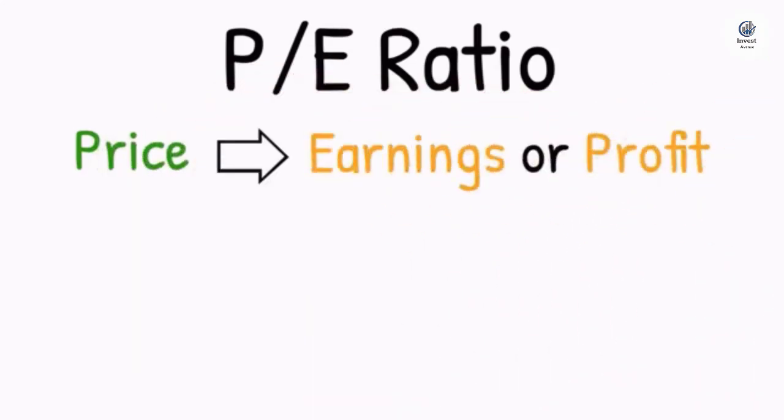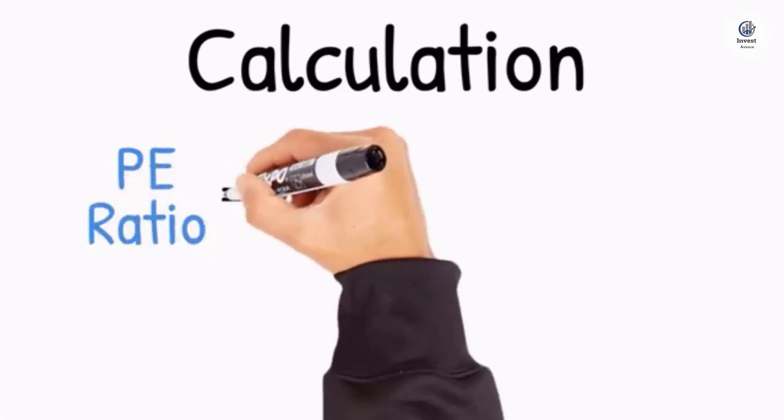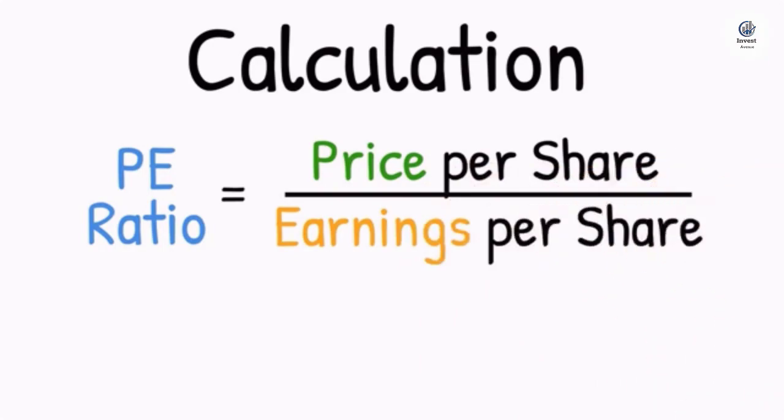Definition of PE ratio. The PE ratio is a financial metric that compares the current market price of a stock to its earnings per share (EPS). It is calculated by dividing the market price of the stock by its EPS. The ratio provides an indication of how much investors are willing to pay for each dollar of earnings generated by the company. Formula for PE ratio: PE ratio equals market price per share / earnings per share.